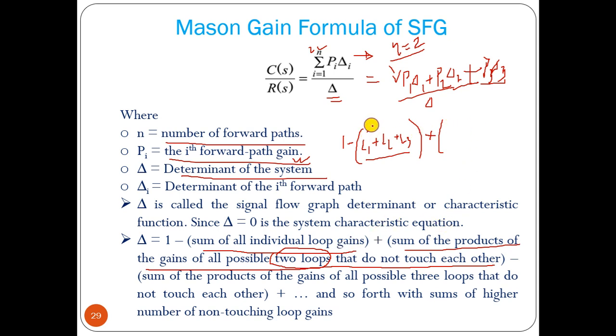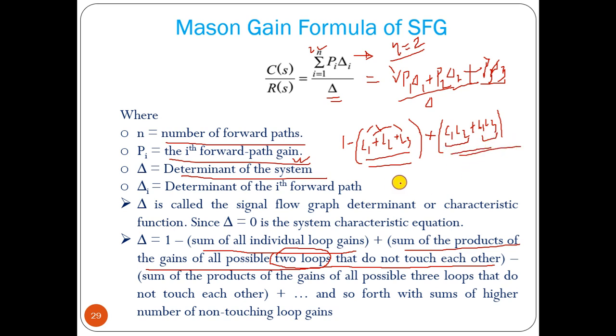Say L1 and L2 are non-touching, L1 and L3 are non-touching. Then what can we write? L1 into L2 plus L1 into L3. This is 2 non-touching loops, and we have to multiply their gains. So 1 minus individual loop gain plus the sum of products of 2 non-touching loop gains.